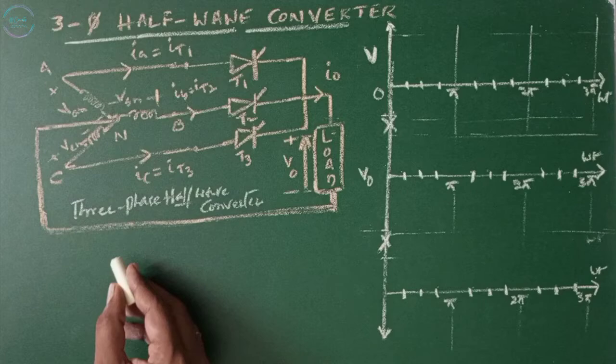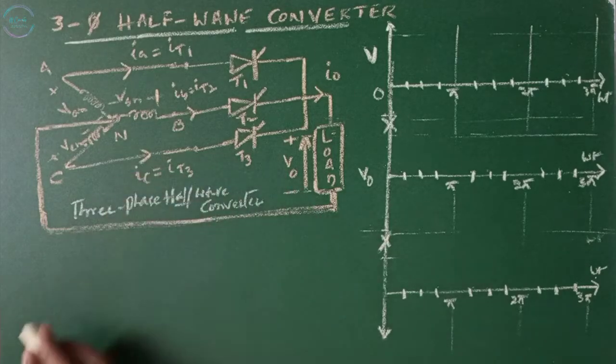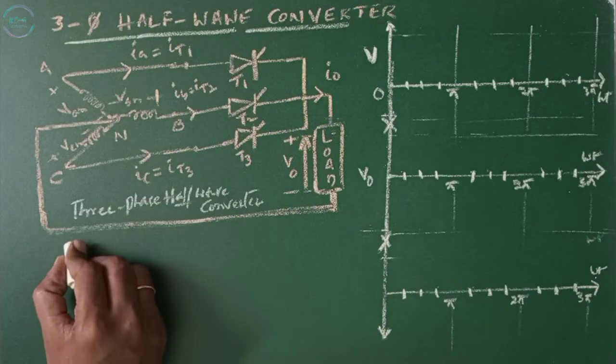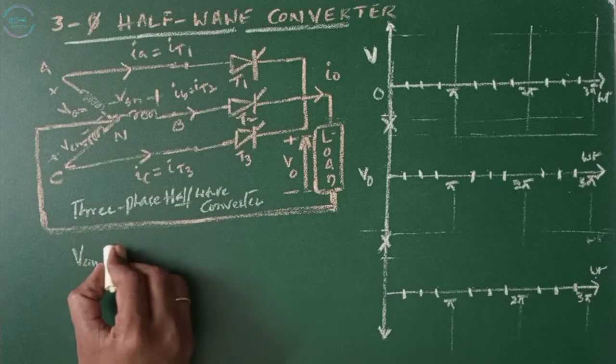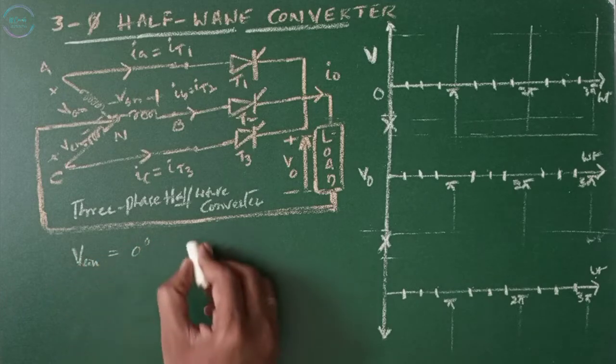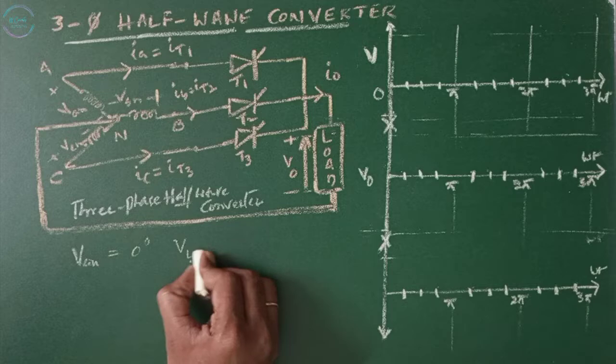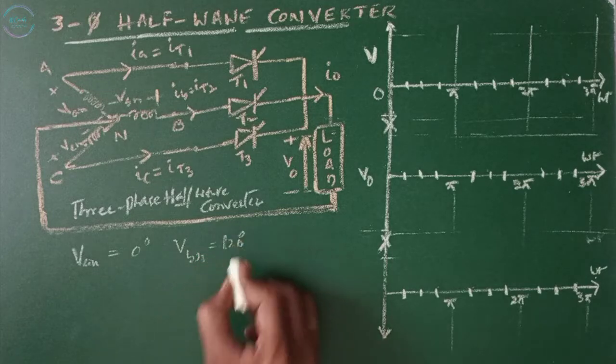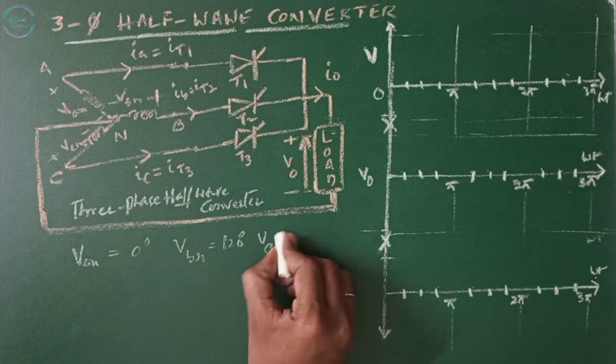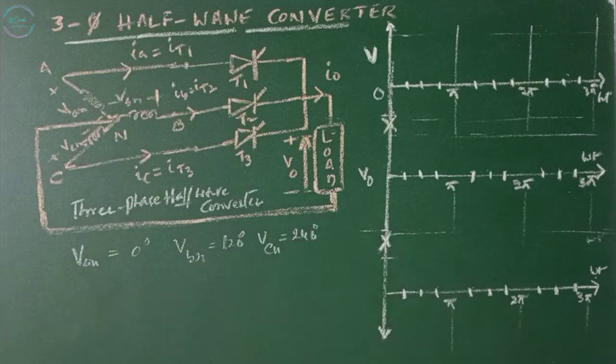This is our three-phase half-wave converter circuit. Since it is three-phase, VAN is going to start at 0 degrees, and the phase shift between each is 120 degrees: VBN is going to start at 120 degrees, and VCN is going to start at 240 degrees. Now, let us represent this in the waveforms.